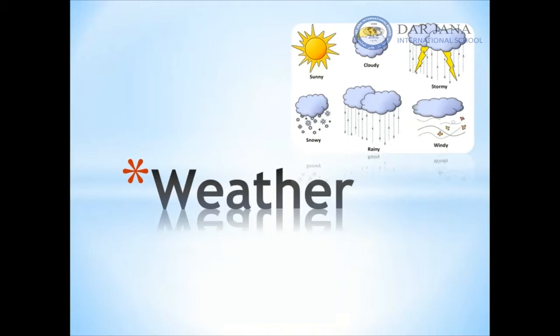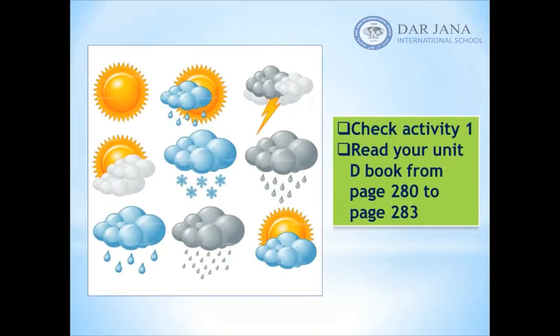So this is a very simple way to describe weather, but to know exactly how the weather is, we need to use some kinds of measurements, or we need to measure the weather by using weather tools. And the word measure means that we need to get a number and a specific description about the weather. So please check activity number 1. It's found on your dashboard, and read your Unit D book from page 280 to page 283.